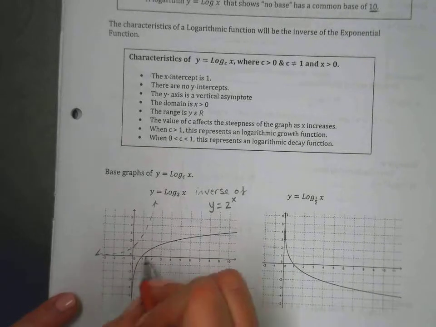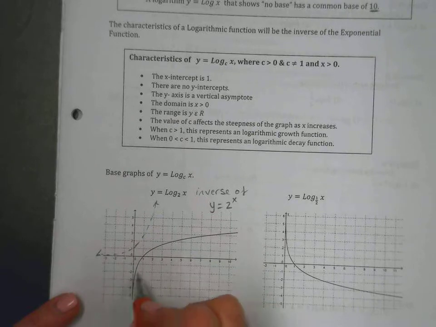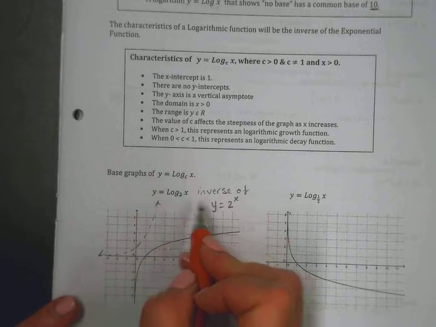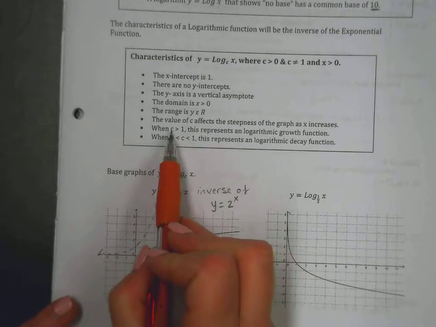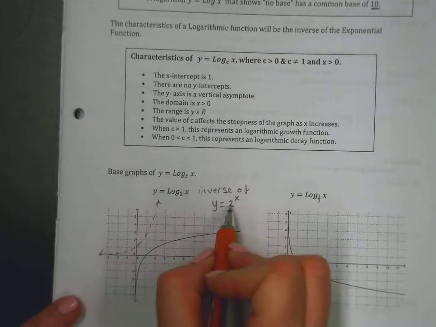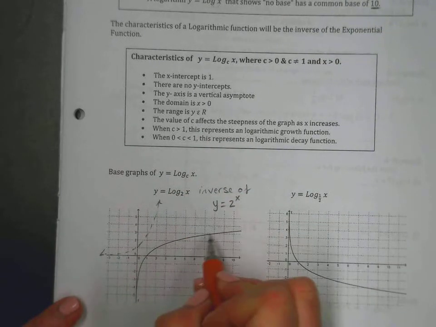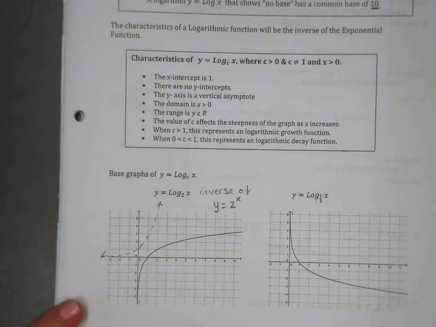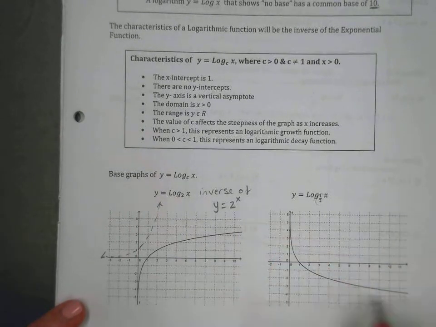The value of c, just like here, is going to affect the steepness of the graph as x increases. And when c is greater than 1, just like our exponential graph, we get what we call a logarithmic growth function. If our base is between 0 and 1, we get a logarithmic decay. So the characteristics of logarithmic functions are just the opposite, or the inverse, of the exponential functions.